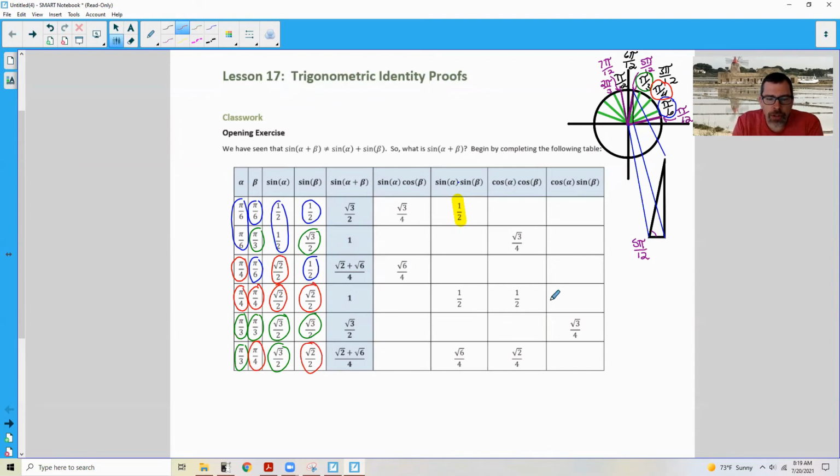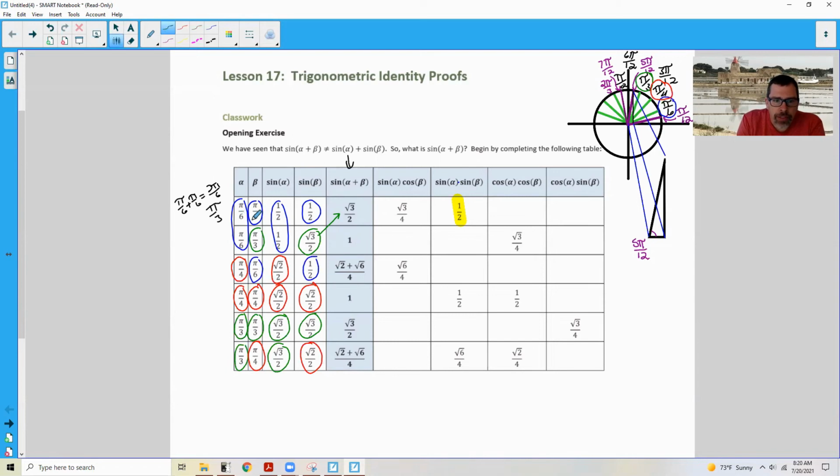I'm going to leave those color codes there for now. Okay, and then we're going to continue on. So here they did this column for us, the sine of alpha plus beta. So we take the sine of this plus this. Pi over 6 plus pi over 6 equals 2 pi over 6, which is pi over 3. Well, pi over 3 is the green. So the sine of pi over 3 is root 3 over 2, and therefore there it is. Sine of alpha plus beta.